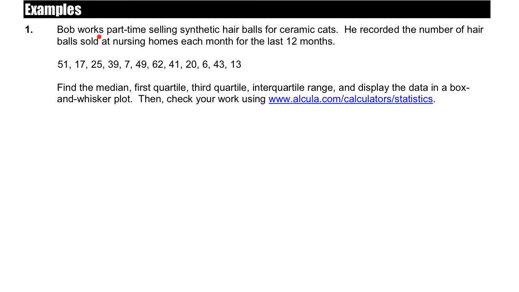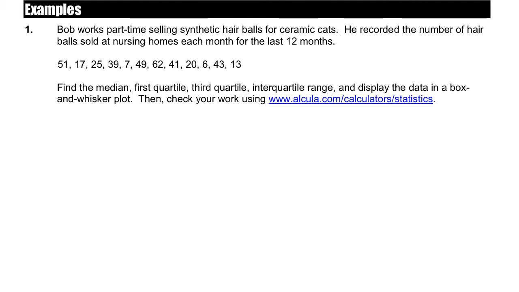Here's an example. Bob works part-time selling synthetic hairballs for ceramic cats. He recorded the number of hairballs sold at nursing homes each month for the last 12 months. So here we have the number of hairballs sold each month. Find the median, first quartile, third quartile, interquartile range, and display the data in a box and whisker plot. Now I've given this reference here. This is an online statistics calculator that you can use to check your work.